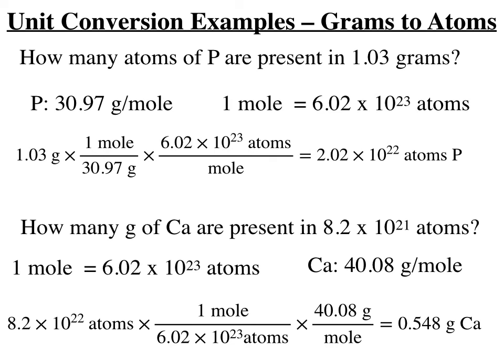I'm going to need Avogadro's number. 1 mole is 6.02 times 10 to the 23rd things. And since I'm working with calcium instead of phosphorus, I'm also going to need the molar mass of calcium, which I find from the periodic table to be 40.08 gram per mole. So I begin with my 8.2 times 10 to the 21 atoms.